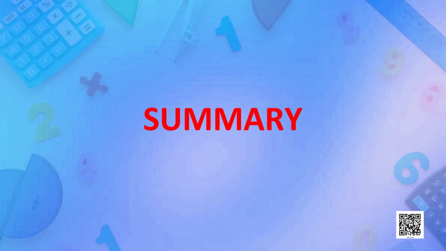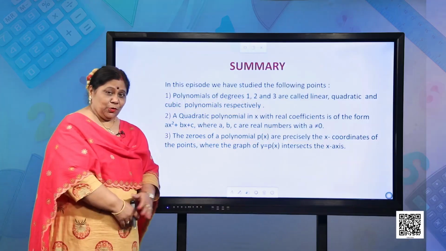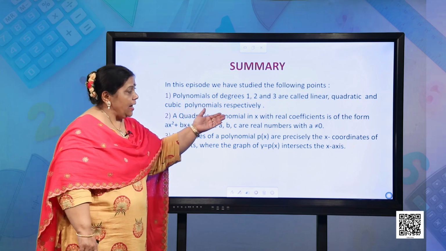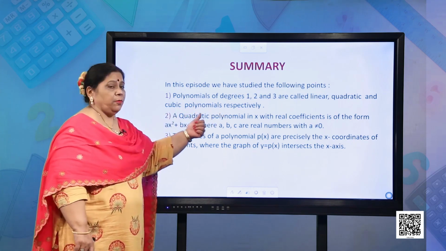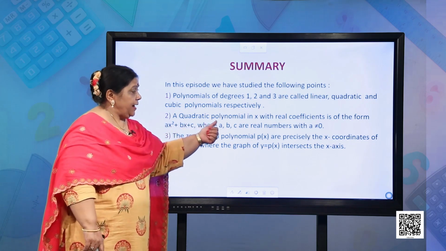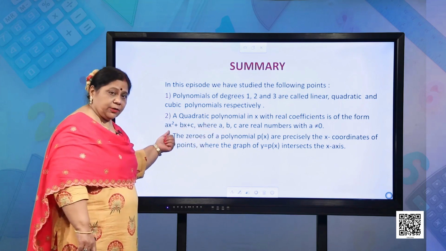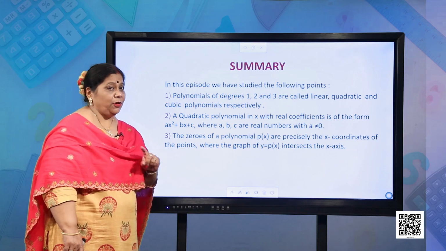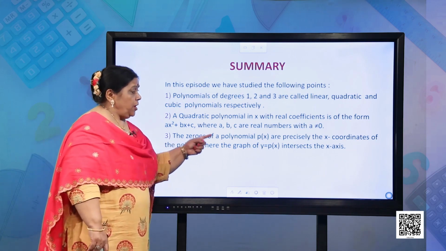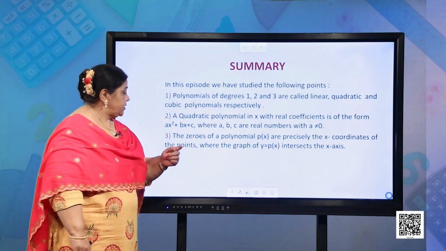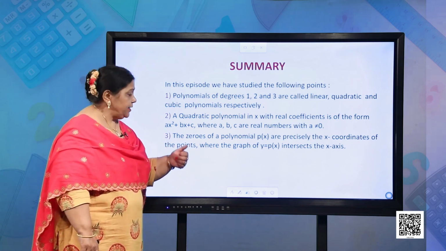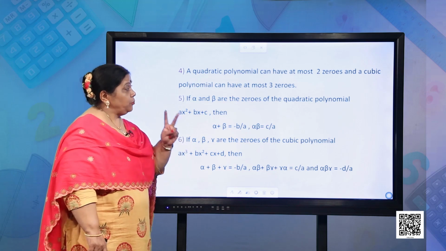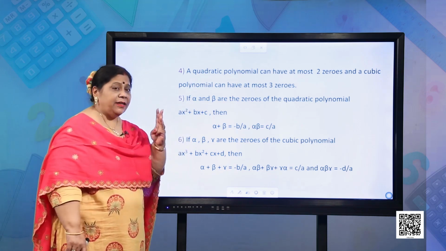Now, it is time to summarize the concepts what we have studied today. In this episode, we have studied the following points. Polynomials of degrees 1, 2 and 3 are called linear, quadratic and cubic polynomials respectively. A quadratic polynomial in x with real coefficients is of the form ax square plus bx plus c, where a, b and c are real numbers with a not equal to 0. The zeros of a polynomial p of x are precisely the x coordinates of the points where the graph of y is equal to p of x intersects the x axis. A quadratic polynomial can have at most 2 zeros and a cubic polynomial can have 3 zeros.